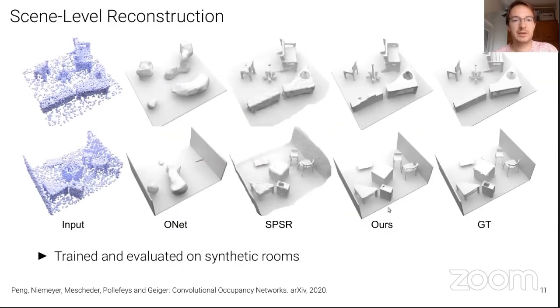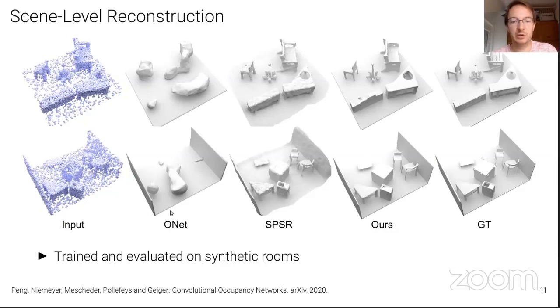Now, let's look at how well this model works for what we wanted to do, scene-level reconstruction. The input here is a point cloud of a synthetic room scene. We built a little generative model to produce synthetic rooms by combining objects from the ShapeNet database. On the right we can see the ground truth and the reconstructions of Occupancy Network, Poisson surface reconstruction as a baseline, and our model.